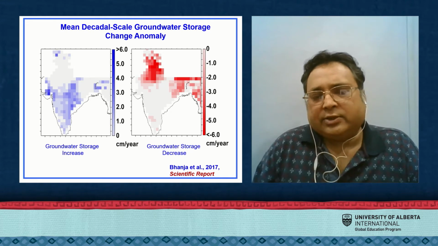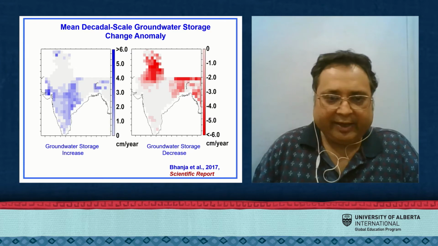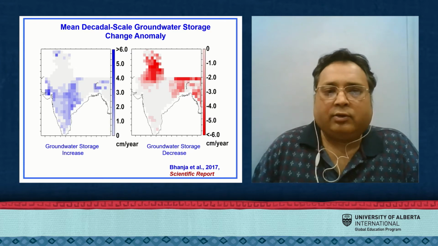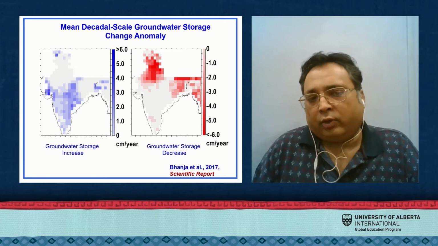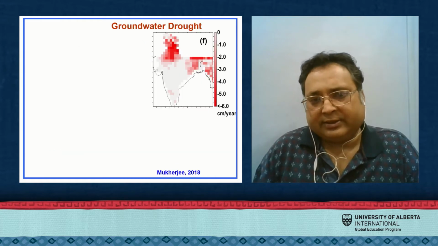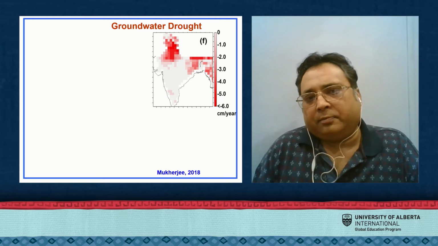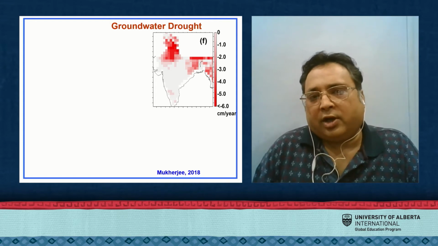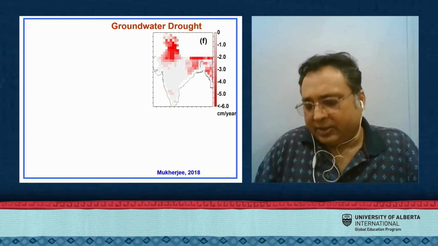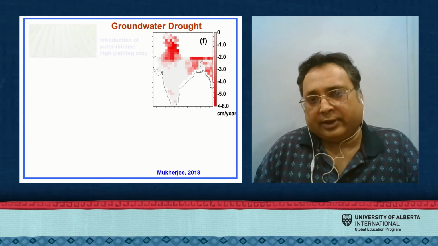So what we did is we separated out the areas where groundwater storage has decreased, which are the red areas, and the areas where we think groundwater storage has increased over the time period. And we think these areas marked red on the map are what we call groundwater drought. So India is going through a groundwater drought, at least parts of India.